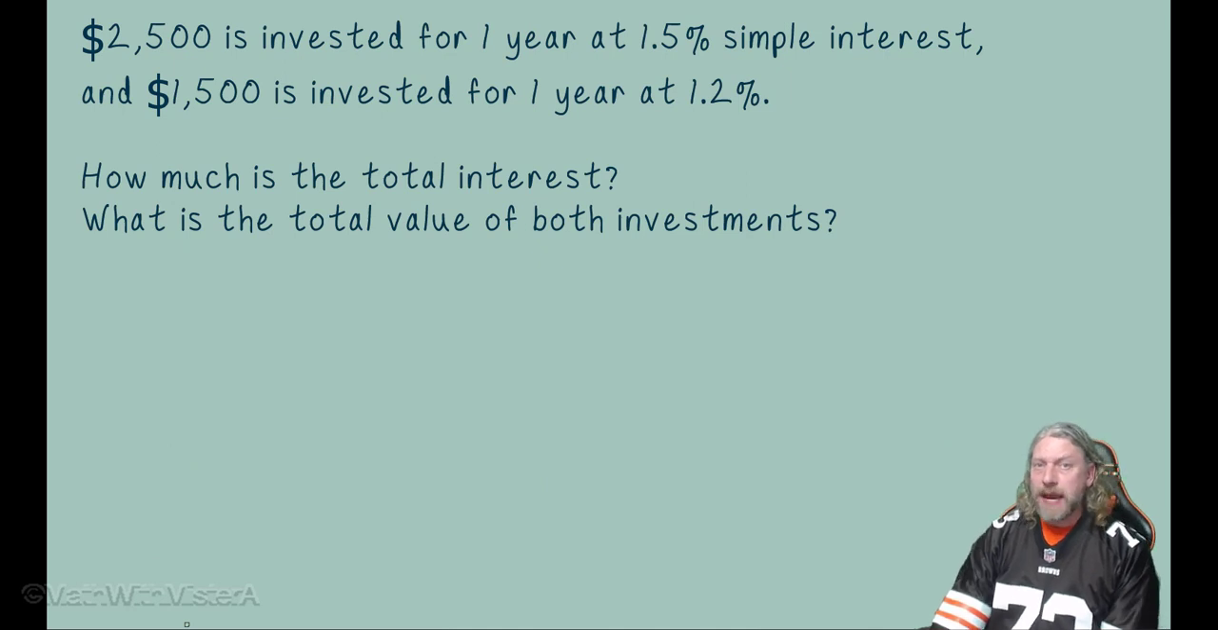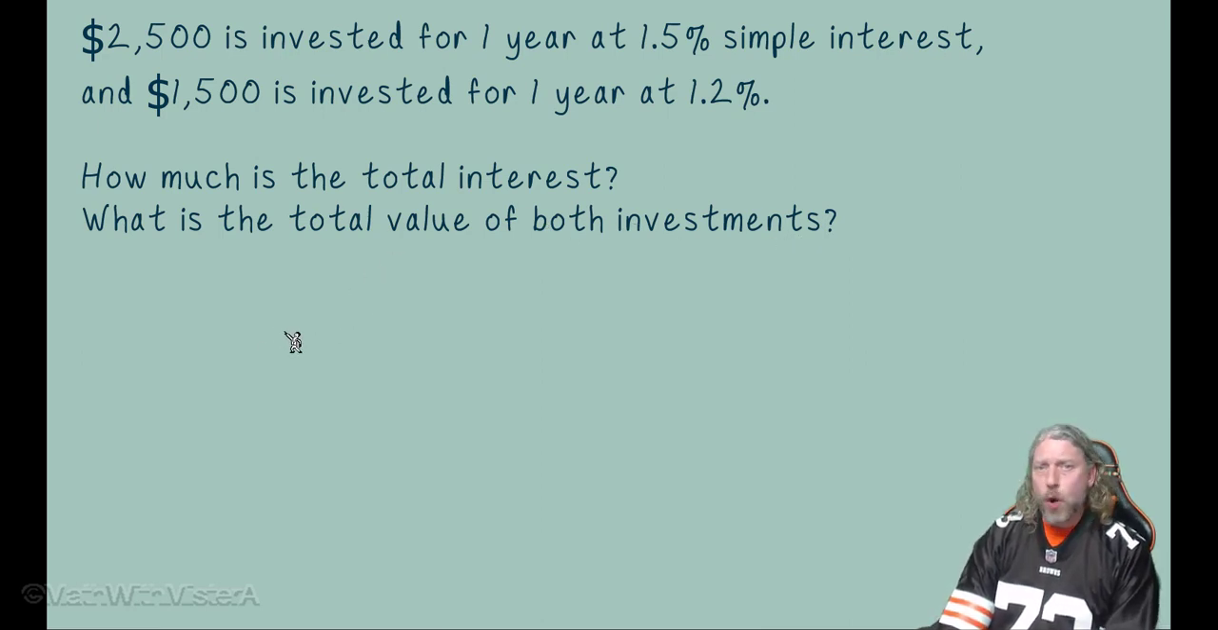Let's tackle one more background problem about investing into two separate accounts. We're going to use the same steps that we did before, just individually with two separate investments. So in this problem, $2,500 is invested for 1 year at 1.5% simple interest, and $1,500 is invested in a separate account for 1 year at 1.2%. So how much is the total interest? And then what would be the total value of both investments?